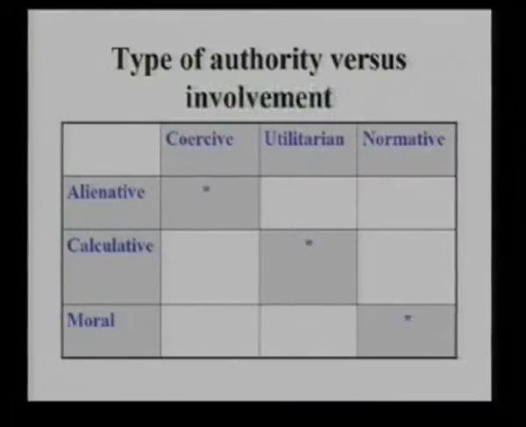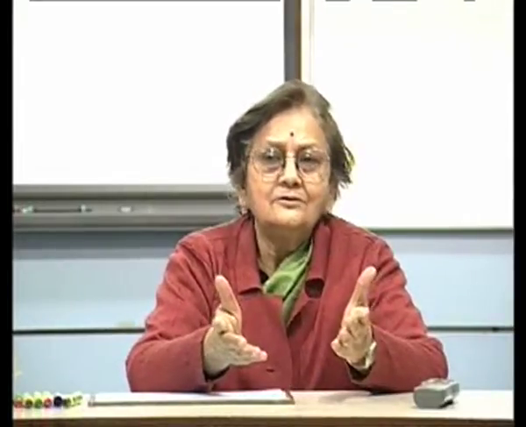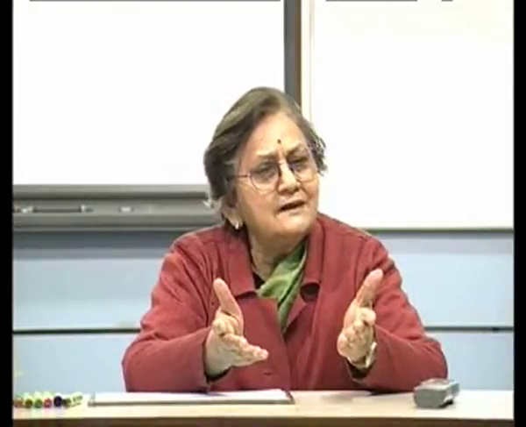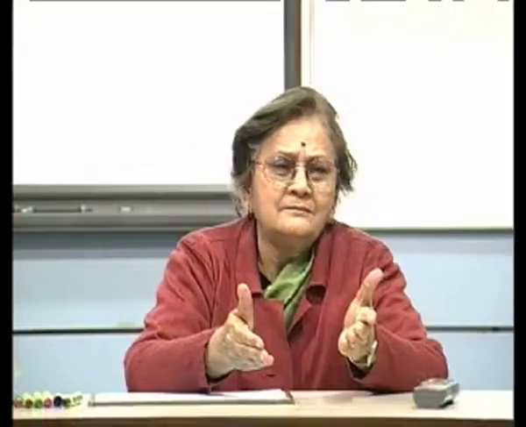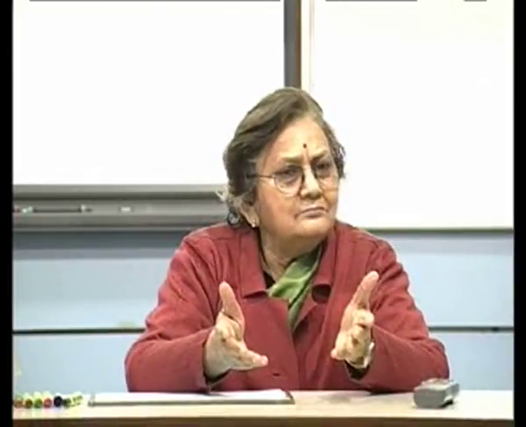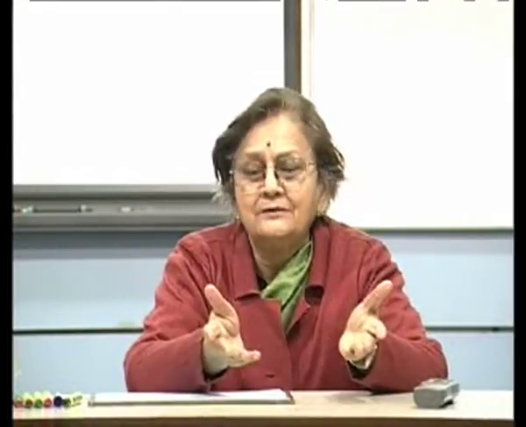If we draw that relationship, it is depicted something like this: the organization could be a coercive organization, a utilitarian organization, or a normative organization. And the type of involvement could be alienative, calculative, or moral involvement. When we say alienative, that means the person just comes for work because he has to do some work, and perhaps in his perception work is nothing motivating, it's like drudgery. But the person has to do something, so the person is at the place of work.